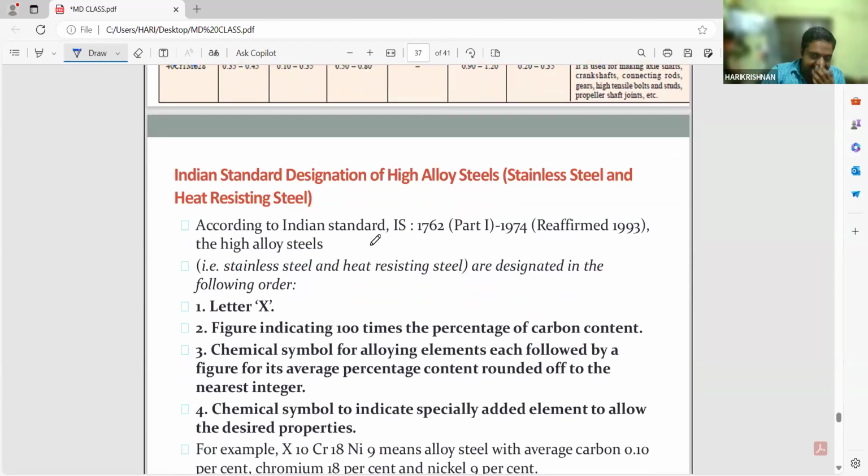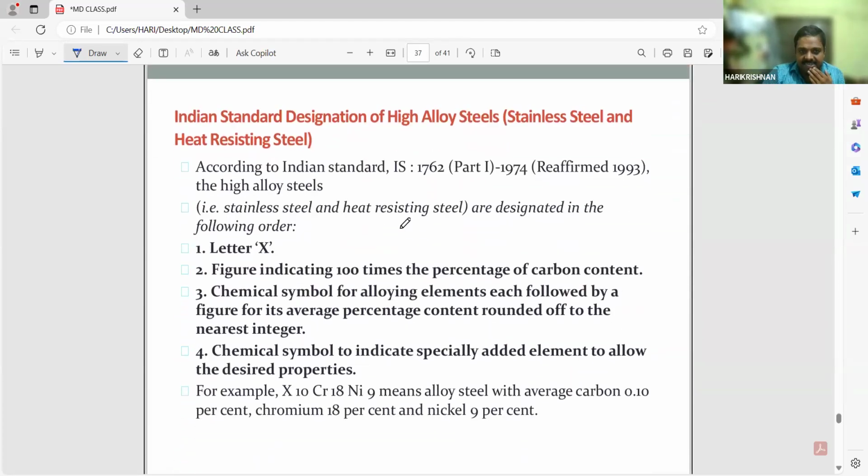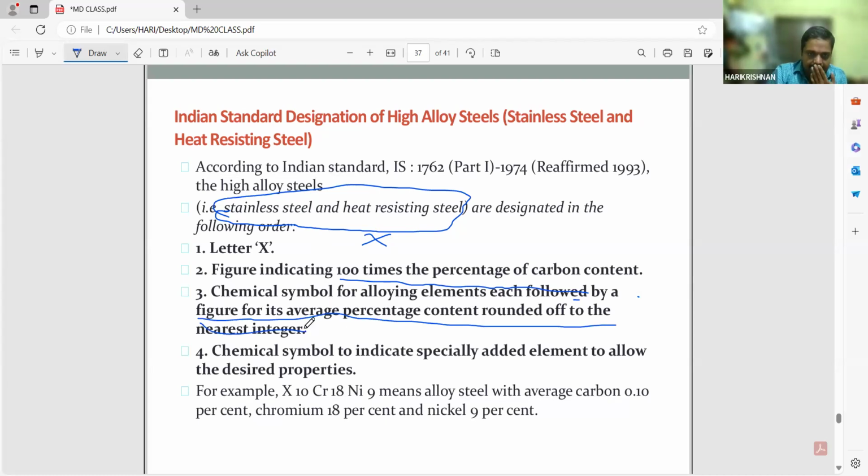Okay. Next is Indian Standard high alloy steel. According to Indian Standard 1760, 1974, reaffirmed 1993, high alloy steel, that is stainless steel and heat resisting steel, these are known as high alloy steels. Stainless steel and heat resisting steel are designated by the letter X, then a figure indicating 100 times the percentage of carbon, then the chemical symbol of each alloying element followed by a figure of its average percentage rounded off to the next integer. Okay. Then a chemical symbol to indicate a specially added element to obtain desired properties.